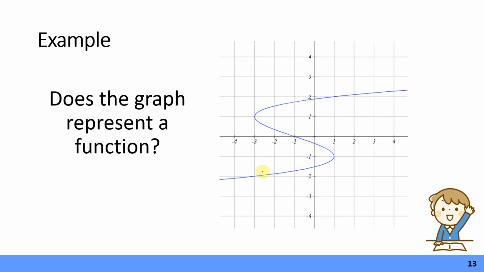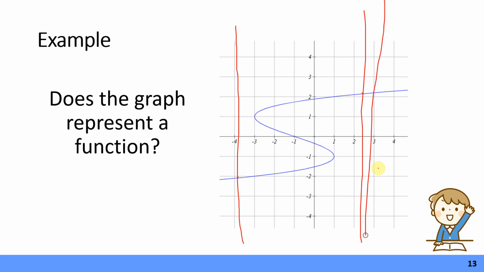Let's go ahead and try this one. Is this a function? I draw a line. It only intersects once. So it looks like it is a function. I draw a line. It only intersects once. I draw a line. It only intersects once. So I know what you're thinking, right? Oh, she's not making this interesting.